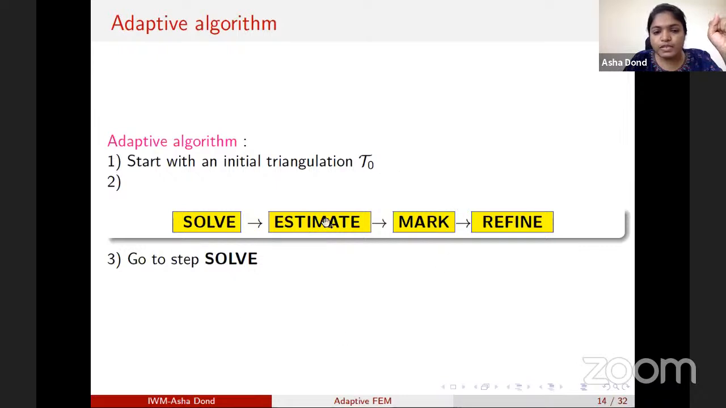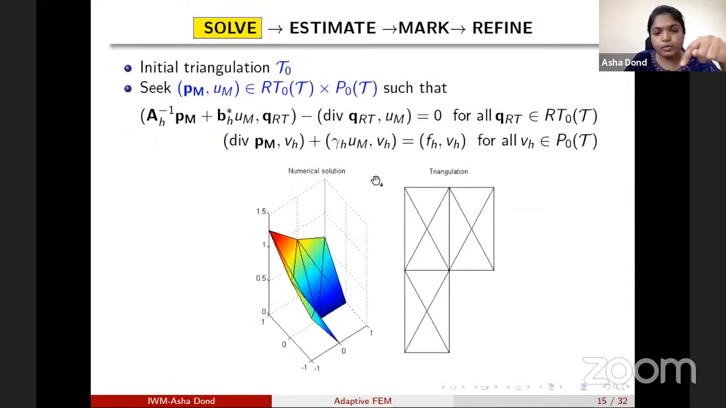And we have to use this loop again and again. We'll start with some initial mesh. Suppose we are considering one sample problem which has an L-shaped domain. Here we consider the initial mesh. Over that initial mesh, we will solve our discrete problem. After solving the discrete problem, we will get the solution u_M and p_M.